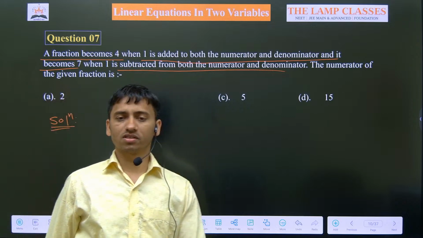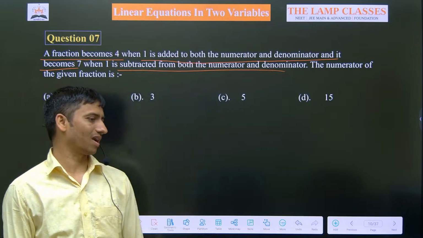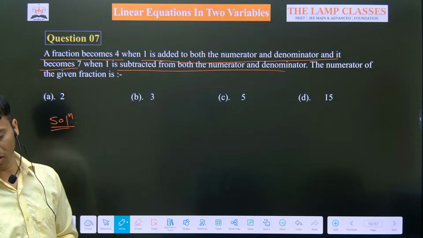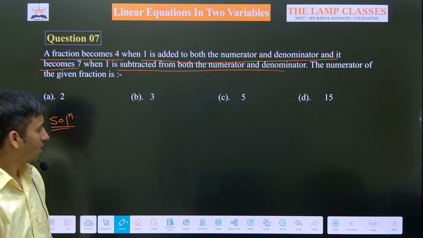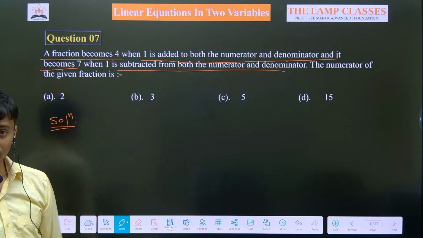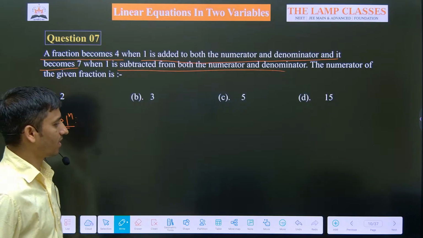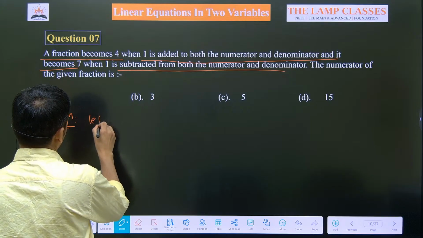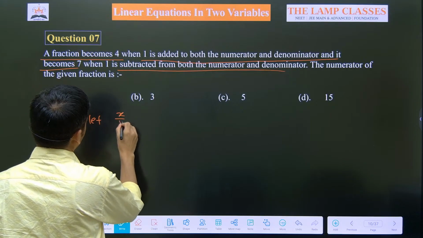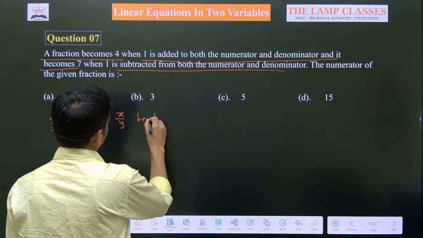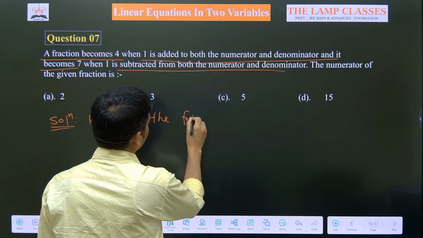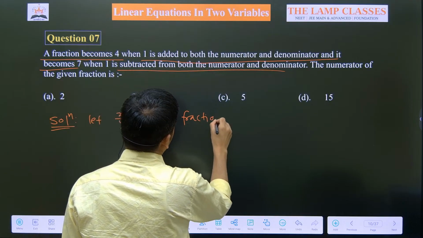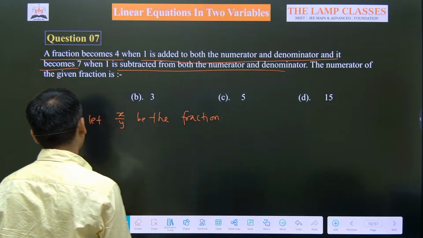Even based on this fraction, they ask questions in quadratic. So the framing of the equation will be the same way only, okay? No matter whether we are getting quadratic or linear equations in 2 variables, the framing will not change. So we'll say let x upon y be the original fraction. Now what have they given?